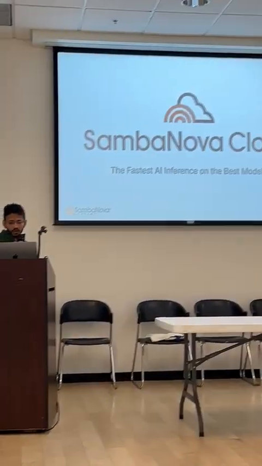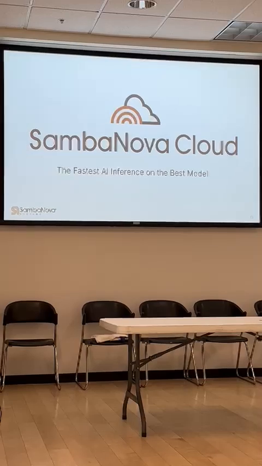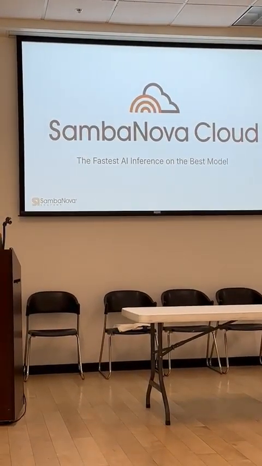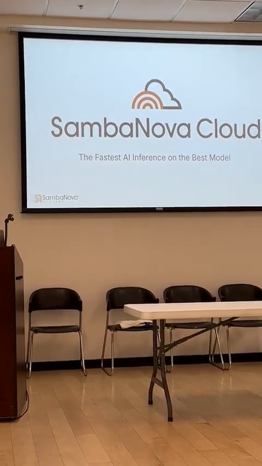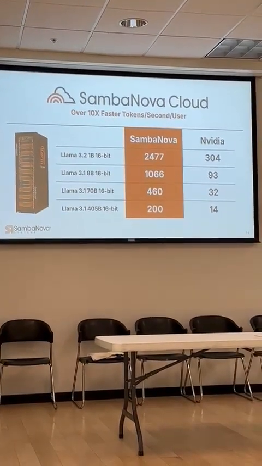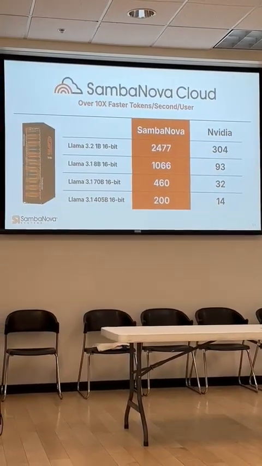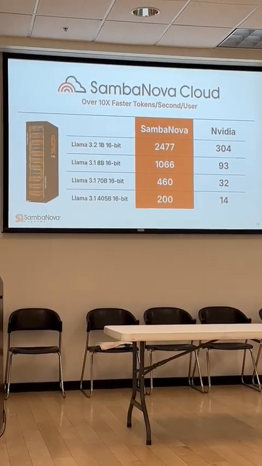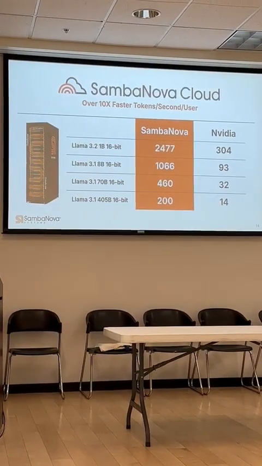That's where SambaNova Cloud comes into the picture, where we are providing the fastest AI inference today on the lowest power possible. This is a comparison chart where the 405B, for example, is something that we are providing at 200 tokens per second.